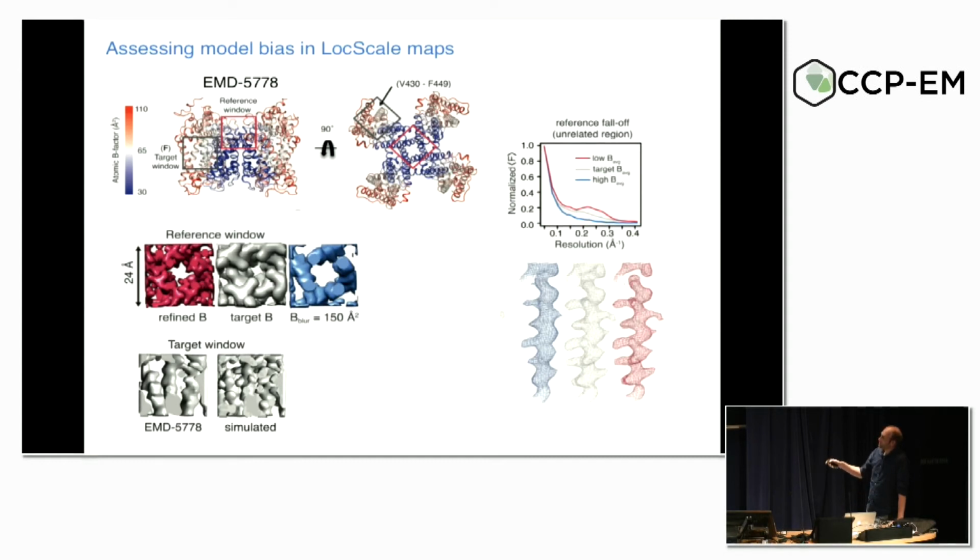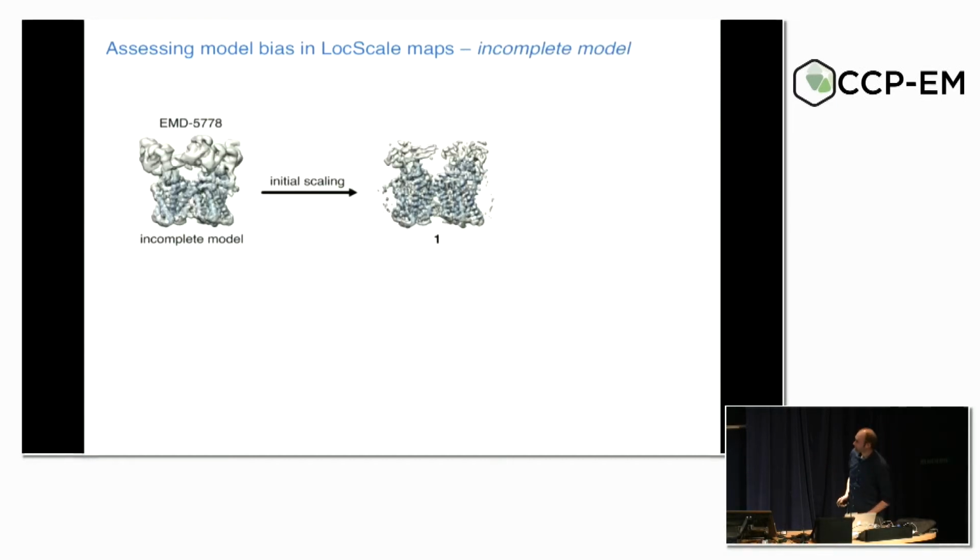If I use this now to generate sharpened maps, then you can see that if I use a B factor that is too low, I generate a result where we are running into over-sharpening, so you start to lose connectivity in this region. If I use a B factor that's significantly too high compared to the estimated B factor for the target window, then I start to blur the density. And if I use a B factor that is close to the B factor estimated from this target window, then I get a result that really is reliable. So all that matters is that you have this fall-off correct.